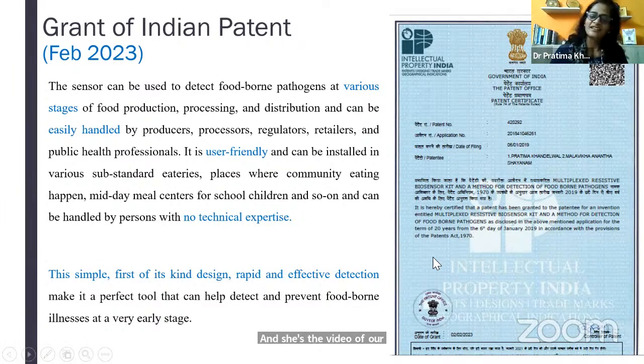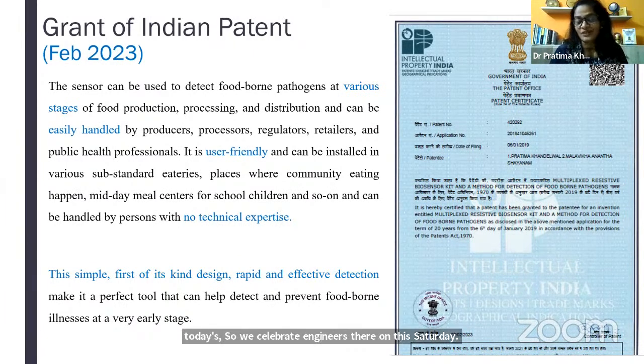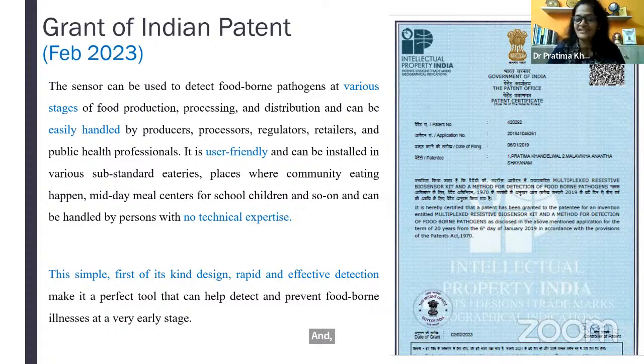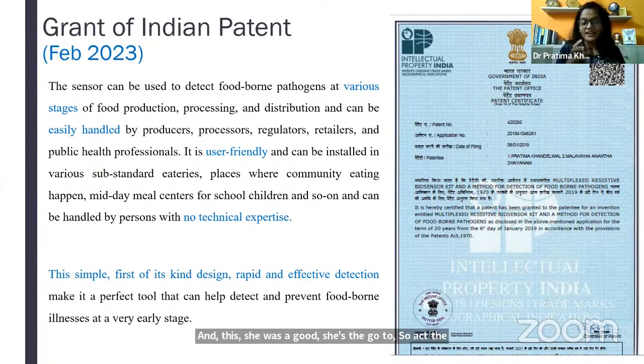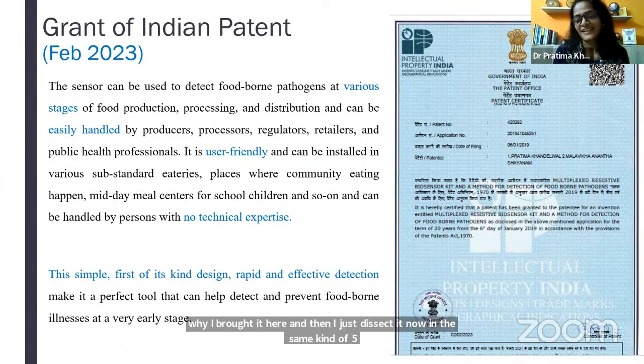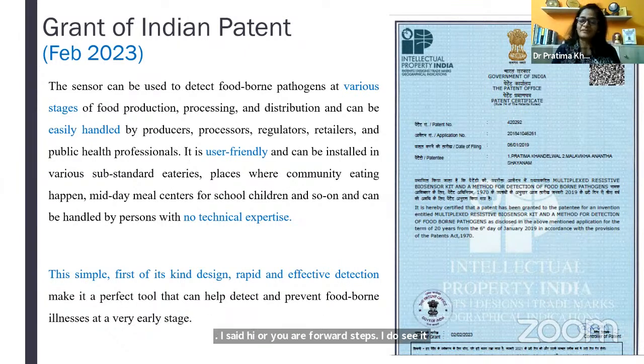And today is Sir MV's birthday as well. So we celebrate Engineers Day on his birthday. And she is the gold medalist from that university, at the whole state level. So why I brought it here: when I dissect it now in those 5 steps, or your 4 steps, I do see quite a lot of commonality. This is what I thought of sharing, sir. Your comments now.